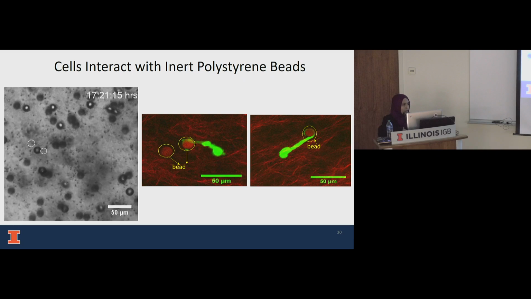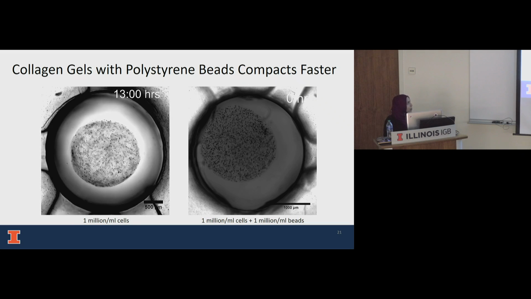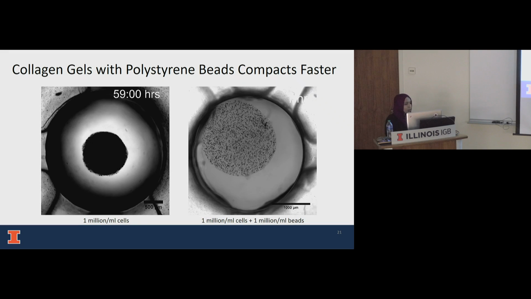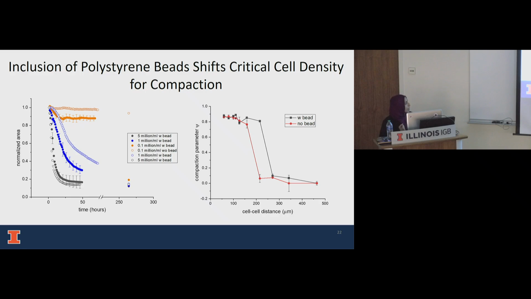Next, what we wanted to do was to see if adding these beads would actually shift the critical cell density that we saw before. To do that, we did a similar experiment as before, where we had a sample with and without polystyrene beads for a given initial cell density, and we recorded the rate of compaction for these tissues. And here is the data. You can see that, similarly to before, we recorded the rate of compaction for different samples.